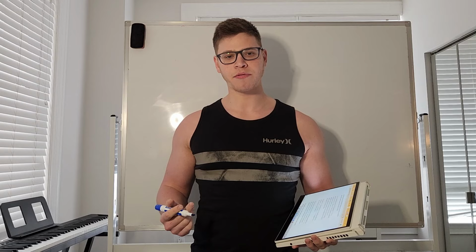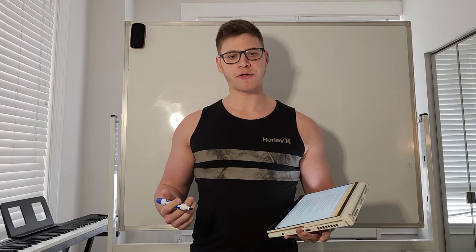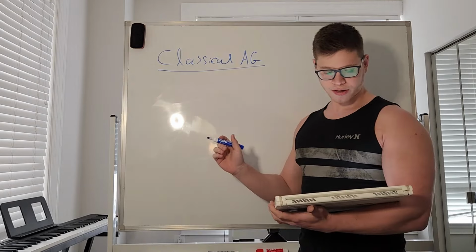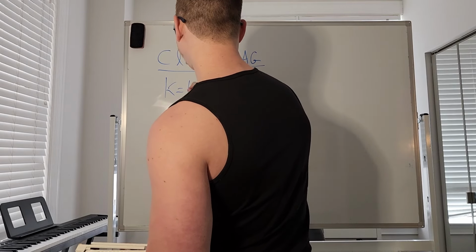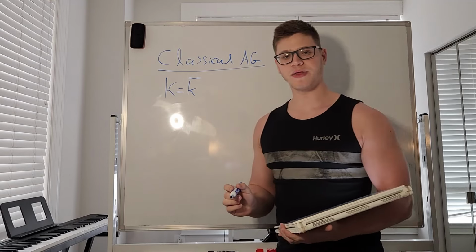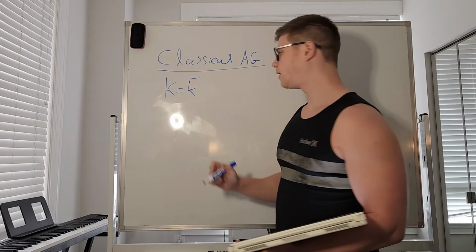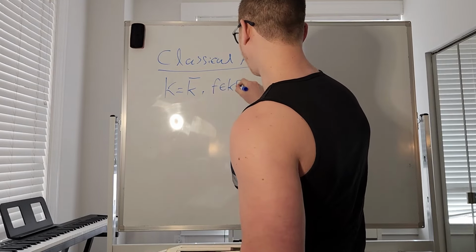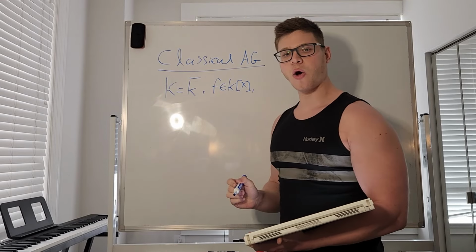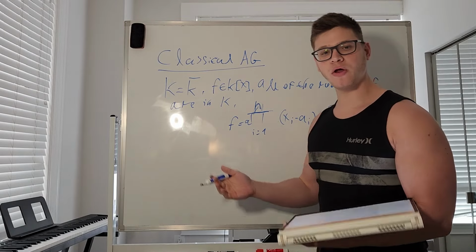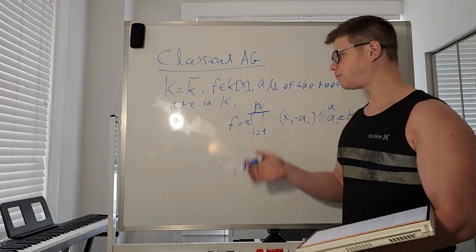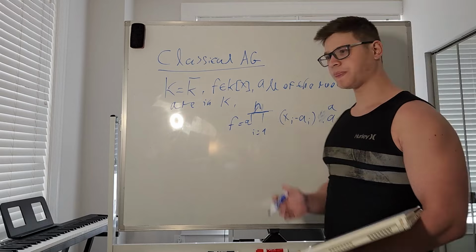To understand schemes, we must first turn to classical algebraic geometry. The setup is as follows. We have K, which is an algebraically closed field. We denote that by K equals K bar. That means that if F is a polynomial over K, then all of the roots of F are in K. So every polynomial decomposes as a product of its roots.